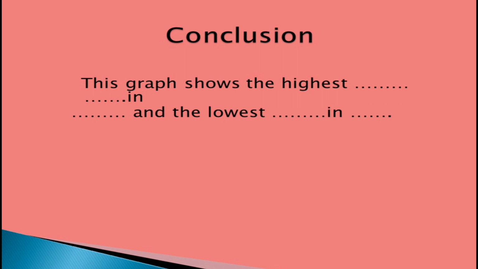Now my dear students, you have to write a suitable conclusion. When you are writing a conclusion, you have to remember that you have to write only an overview or a summary of the entire topic. So here is a format for you. You can write only the highest portion or the lowest portion mentioning the year. As you can see on the screen, the graph shows the highest portion, the percentage I'm mentioning, in year, and the lowest portion which was something in year. In this way, dear students, you can conclude your entire topic.